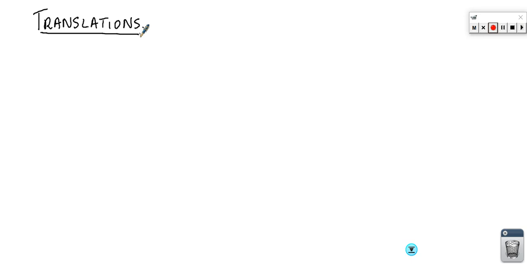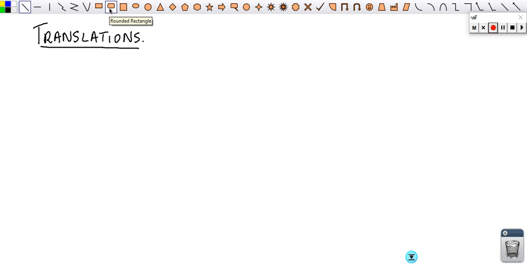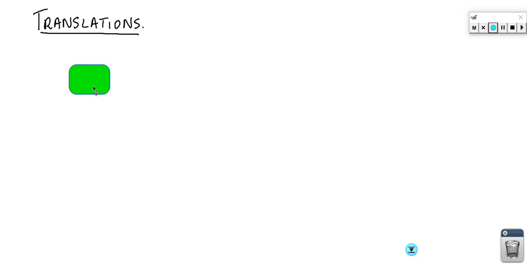Translation occurs when you have a shape. For example, I have this shape, and I move the shape from one place to another. Look, I'm just moving the shape around. It can be horizontal, it can be vertical, it can be diagonal in any direction. Okay, so this is going to be our translation.